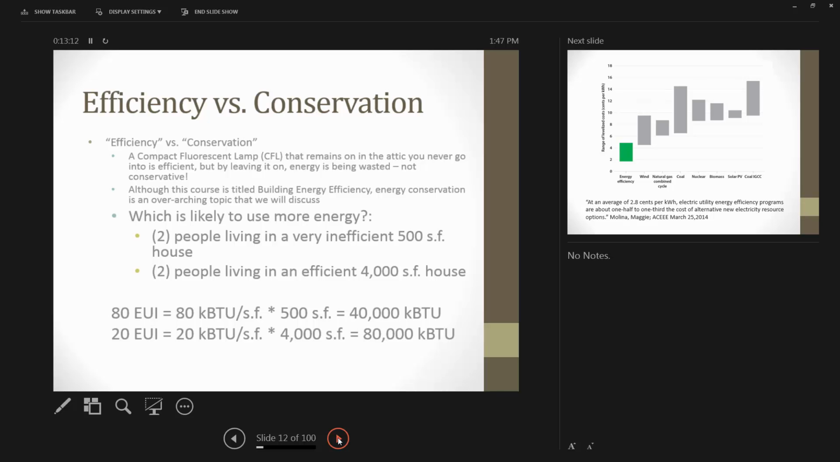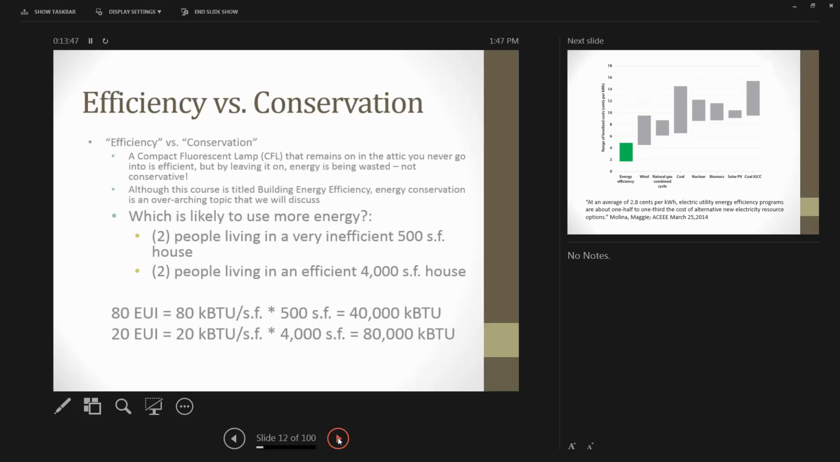Just a little bit of revisiting back to efficiency versus conservation. The example I've got in here is, again, you can have something that's very efficient, but it may not actually be conserving energy. So if you've got a compact fluorescent light, it may be 10 times more efficient than an incandescent light, but if it's in the attic and it's on 24/7, it's not actually conserving any energy.